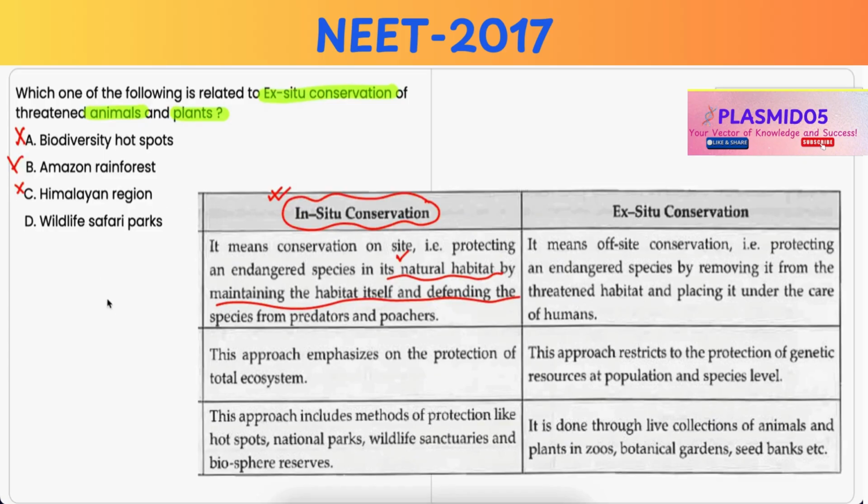Option D, wildlife safari parks. Now, wildlife safari parks or zoological parks are examples of ex situ conservation. That is, it involves the conservation of animals outside their natural habitats in a controlled environment. Hence, it is the correct option.